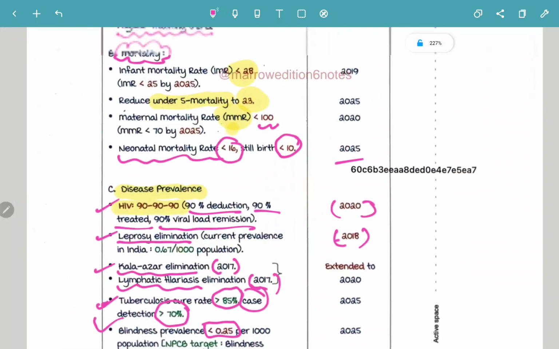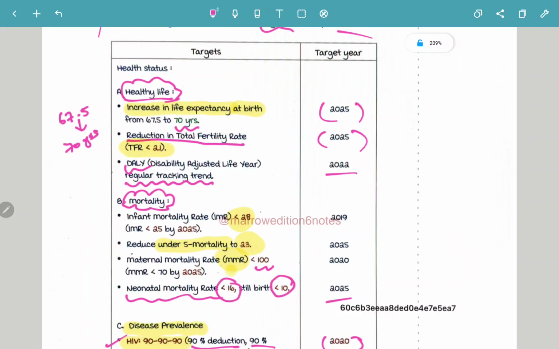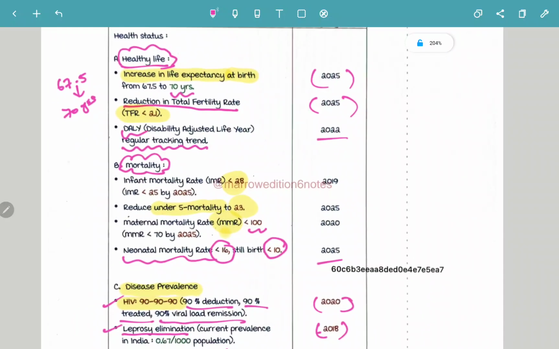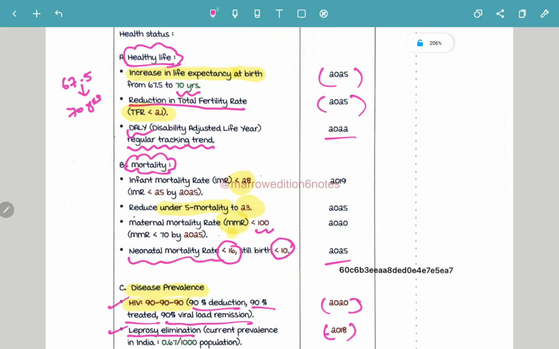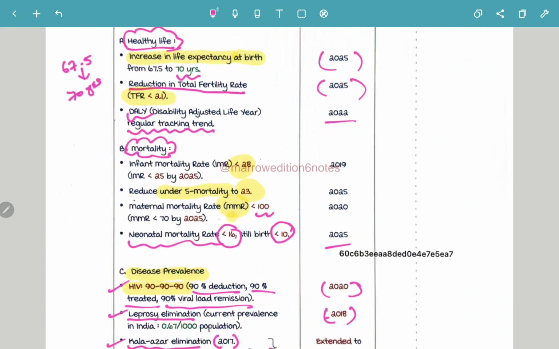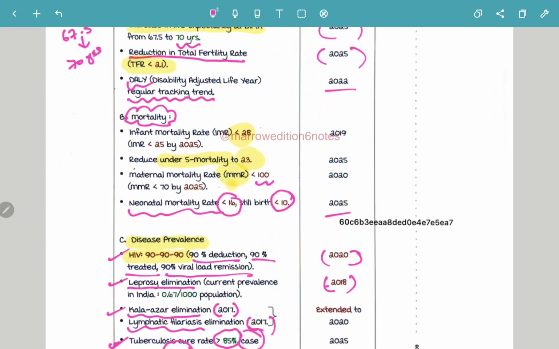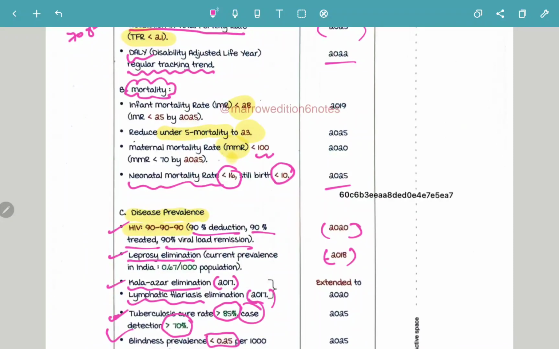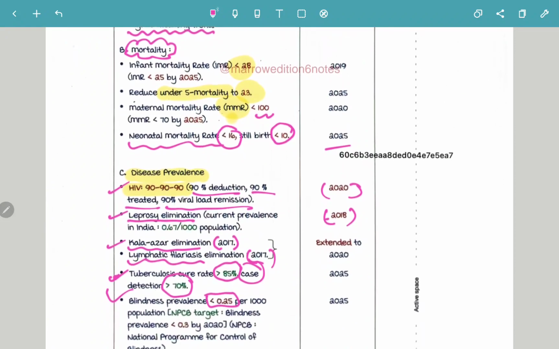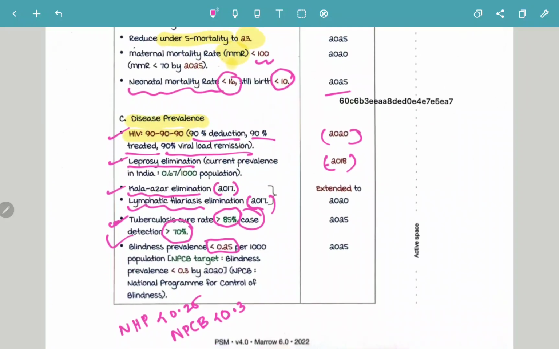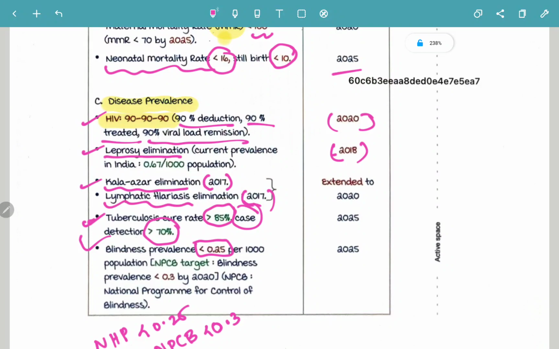So these are some targets to be achieved. Under health life, we saw the life expectancy must be increased, total fertility rate must be decreased, about DALY tracking, and mortality we saw IMR, under 5 mortality, MMR, neonatal mortality rate and stillbirth. In disease prevalence, we saw HIV 1990, leprosy elimination, Kala Azar elimination, lymphatic filariasis elimination, tuberculosis cure rate should be more than 85% and case detection should be more than 70%.